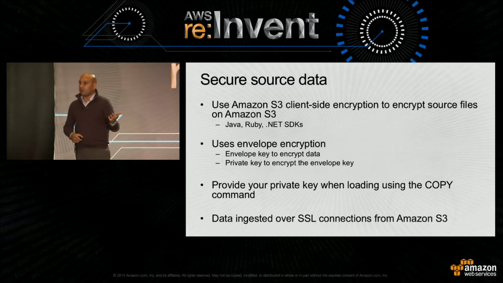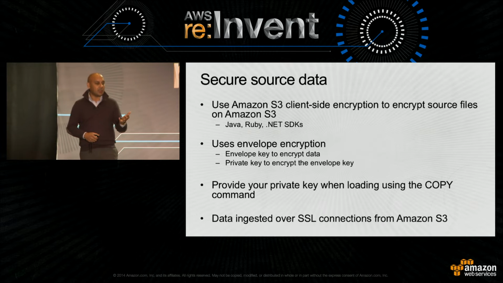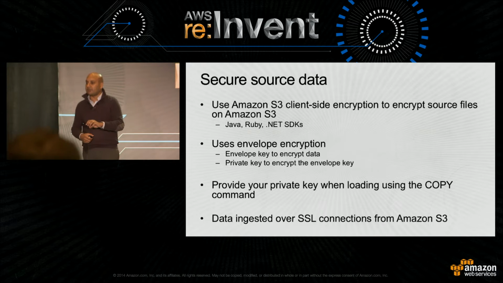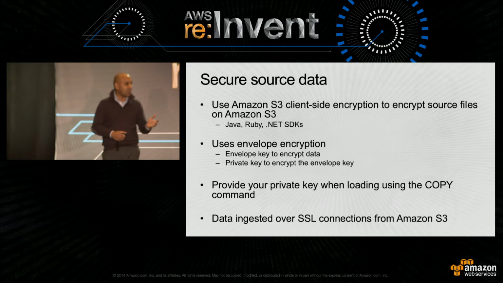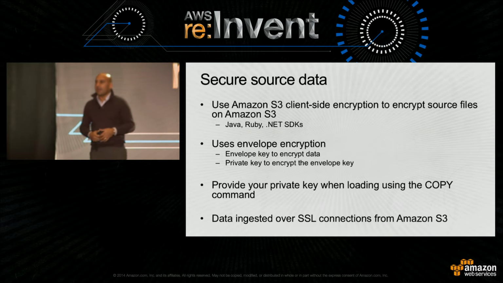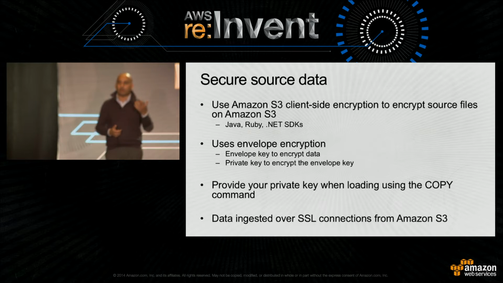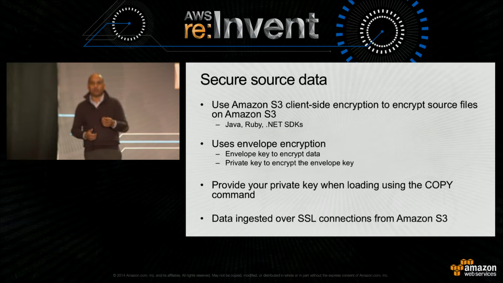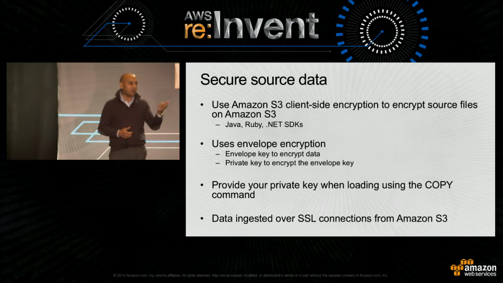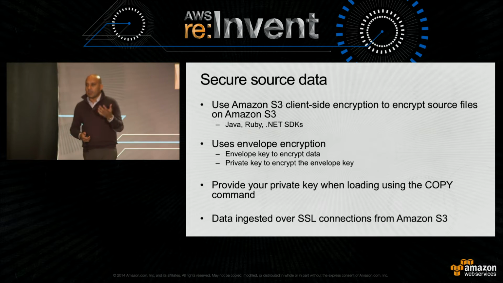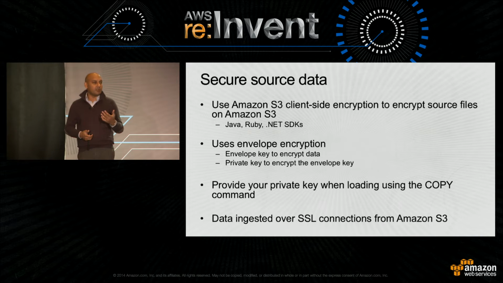So starting with source data, you can use S3 client-side encryption to encrypt your data files as you put them onto S3. We have SDKs for Java, Ruby, and .NET. We use an envelope encryption strategy, so there's an encryption key that's used to encrypt your data. This is the envelope key. The envelope key is then encrypted with your private key, and that encrypted envelope key is stored in the metadata of the object. And then when you're ingesting data into Redshift, we do this process in reverse.